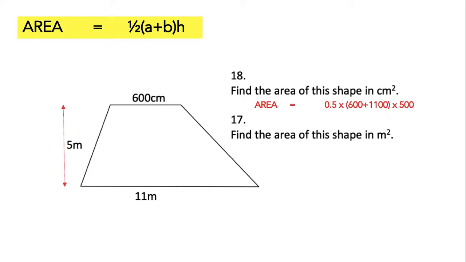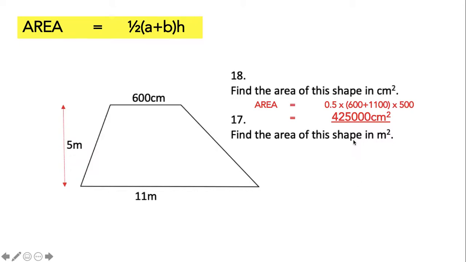Convert the units first. So putting all of those numbers into this formula, 0.5 times 600 plus 1,100, that's the a plus b, the two parallel sides, times the height, 500. And that will give you 425,000 centimetres squared.